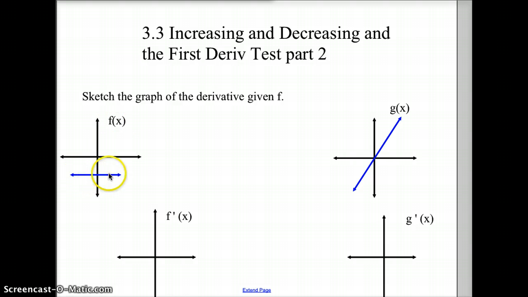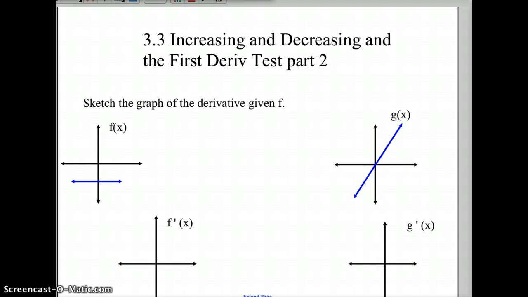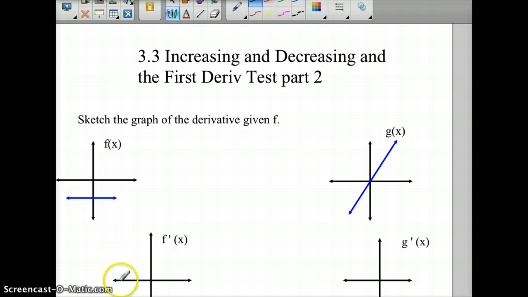So looking at this line, it's a constant, so it would be like y equals -3, something like that. This graph of the derivative would be the graph of all the slopes. And since all of these slopes are 0, then we're just going to have a line that goes through y equals 0. So right there, that's the graph of the derivative.